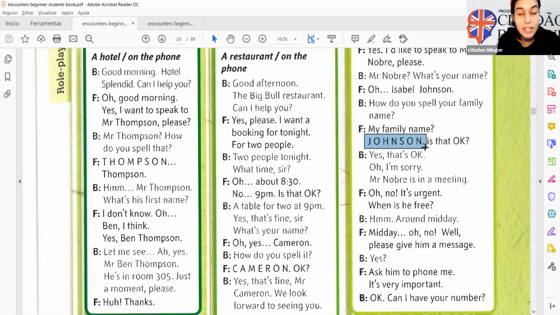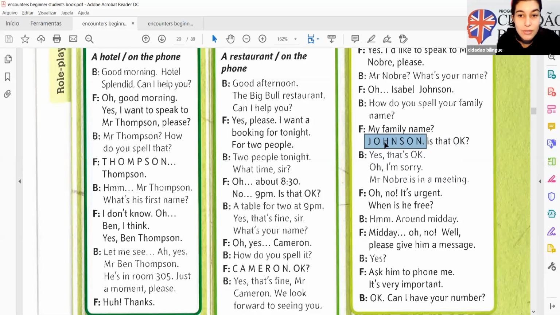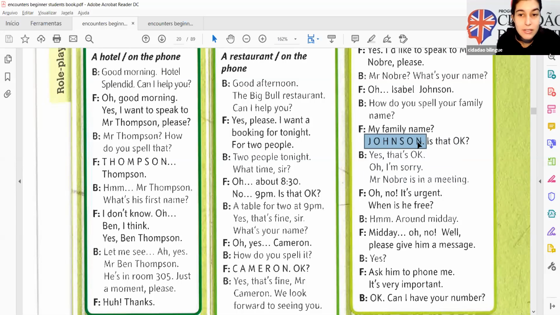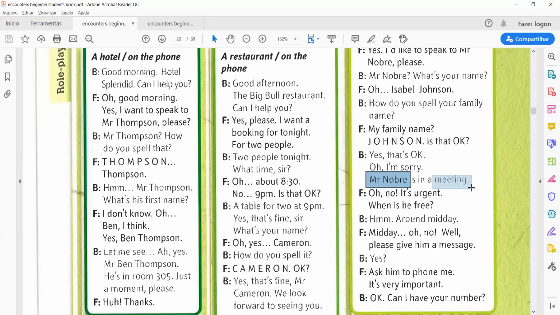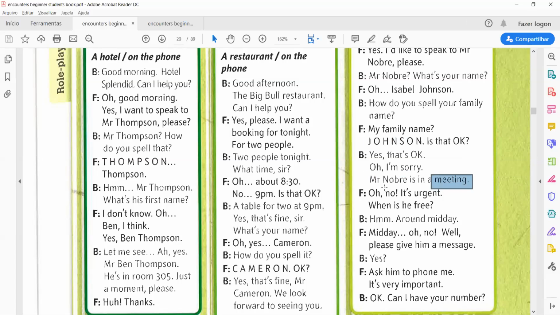Let's practice that again. So J, okay. O, H, N, S, O, N. Okay, very good. You can say Mr. Nobre, okay? In a meeting. Meeting. Okay? Or meeting. Meeting or meeting, okay?